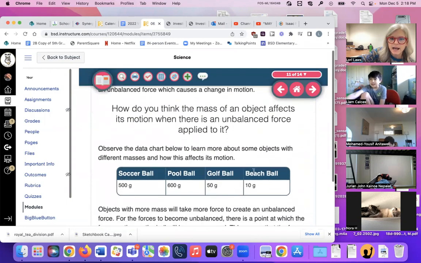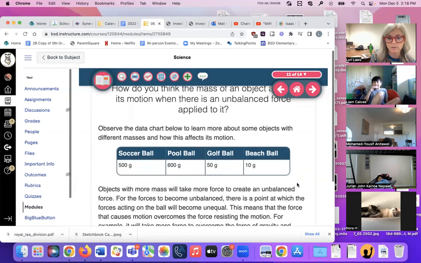How do you think the mass of an object affects its motion when there's an unbalanced force applied to it? And again, we did an experiment with this last time with our, what do you call them? Oh, wait, the clay balls, the catapults. Yes, the catapults. We realized that if there's more mass, it's going to take more force to move it, right?